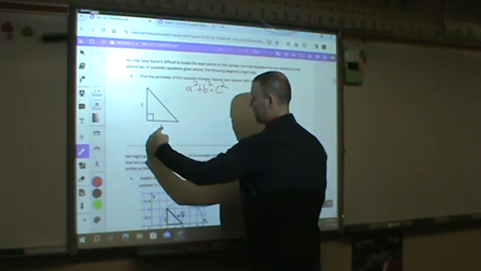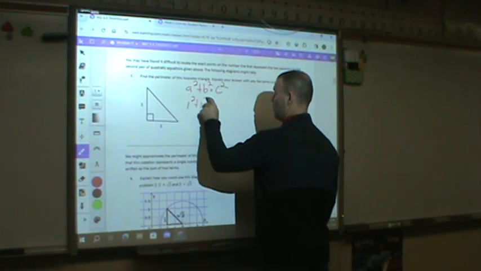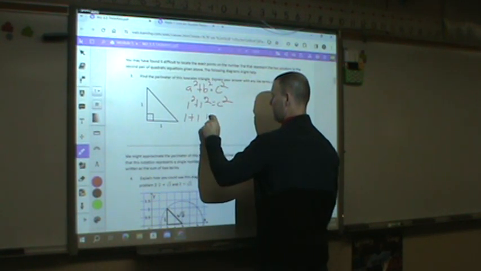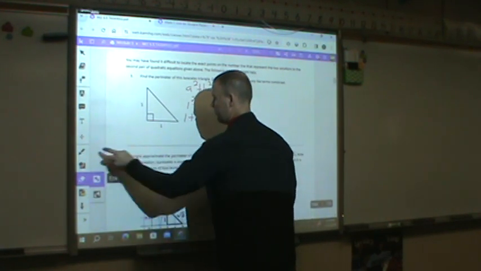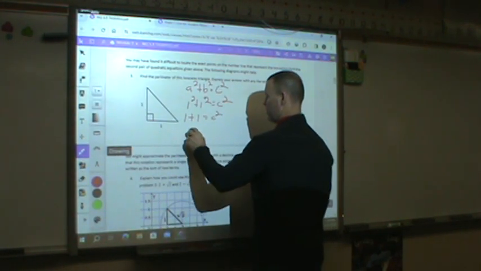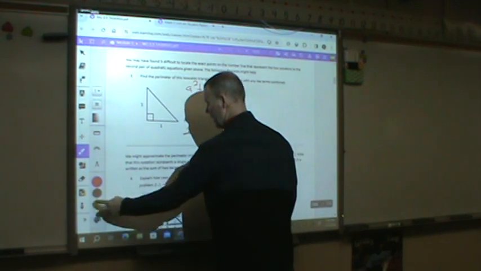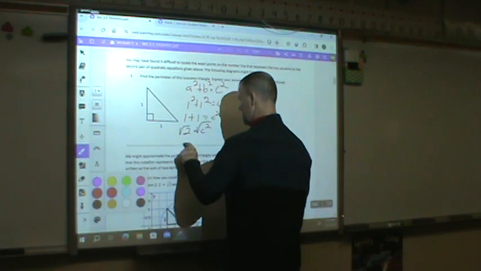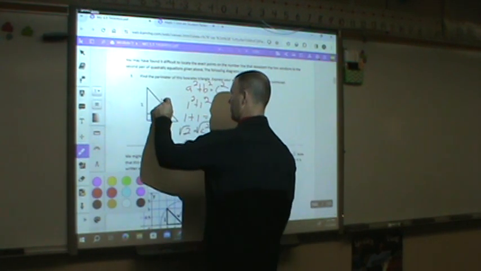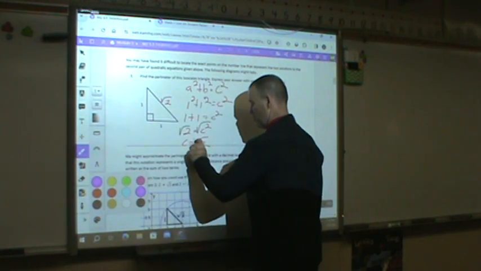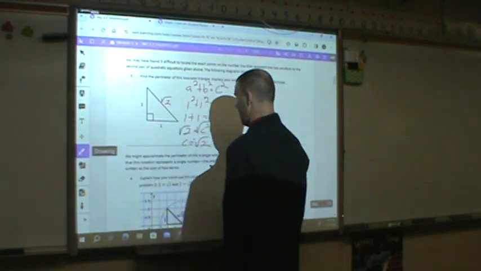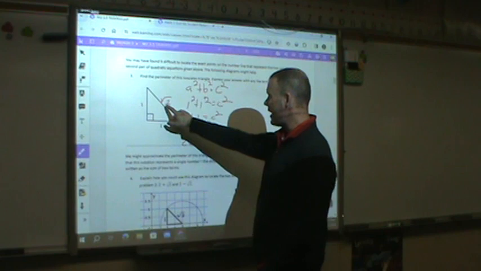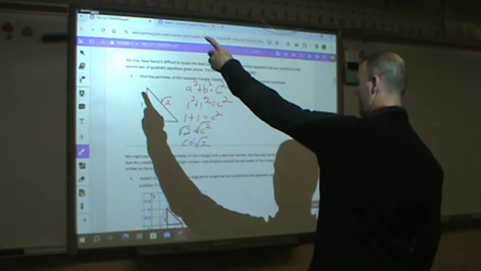a and b represent the legs of a triangle. So 1 squared plus 1 squared equals c squared. 1 squared is 1, 1 squared is 1, and that's going to be equal to c squared. 1 plus 1 is 2, so 2 is equal to c squared. How do I get c by itself? I take the square root of both sides. So c equals the square root of 2. Some of you might say c equals plus or minus the square root of 2. Well, yeah, you're exactly right, but we don't worry about the negative radical because distance can't be negative.